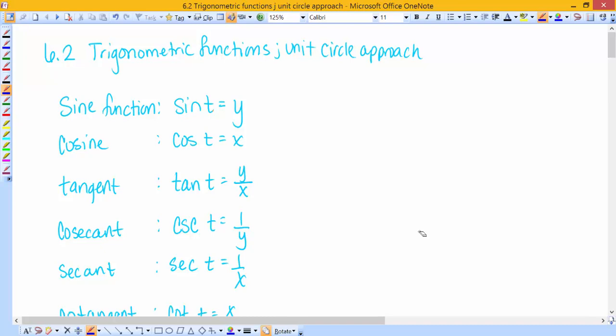Once in a while, we will come across problems where we will be forced to use our calculator. So we will also be discussing when we use our calculator and the mode that your calculator must be in for you to get an accurate answer as far as degrees and radians go.